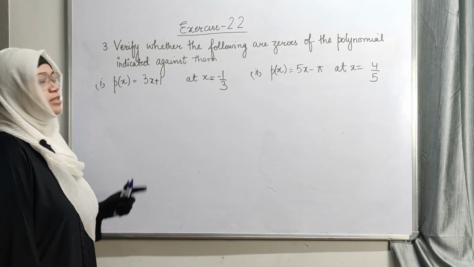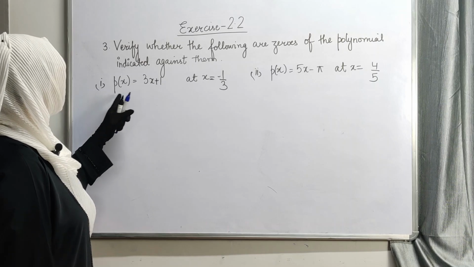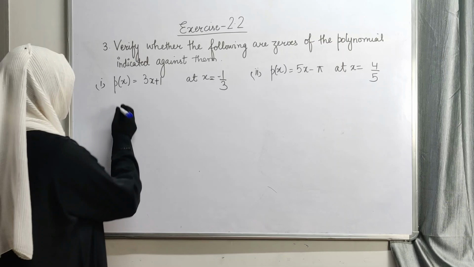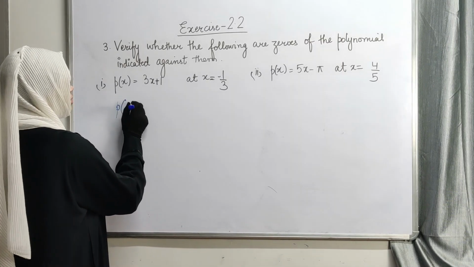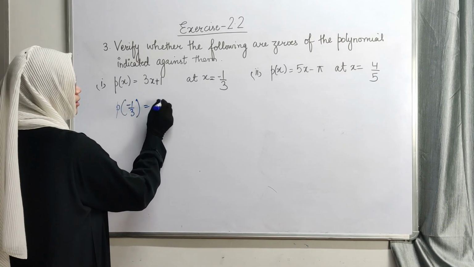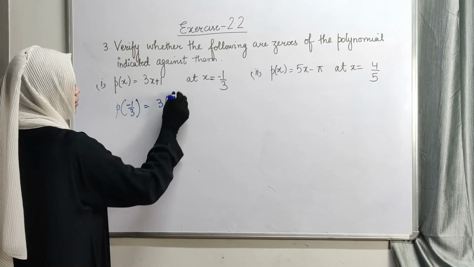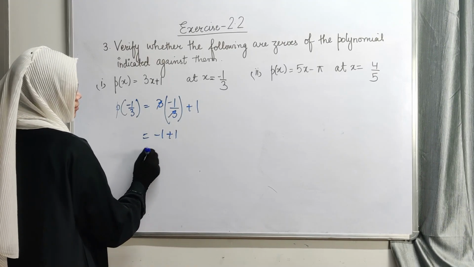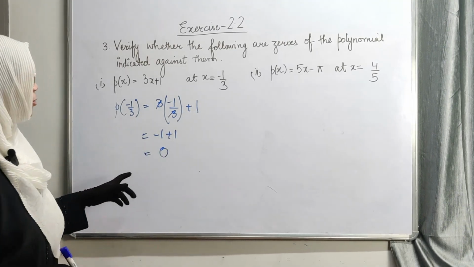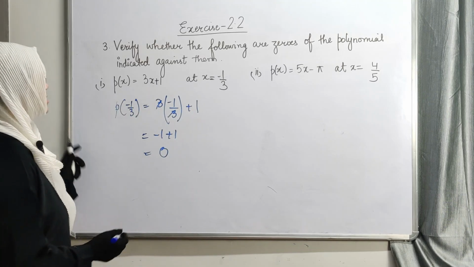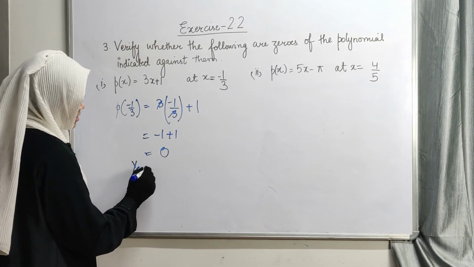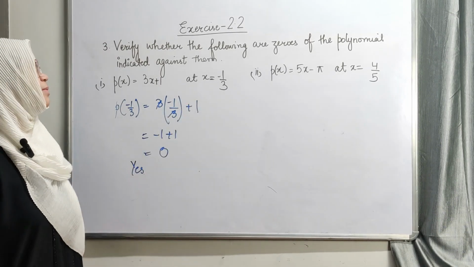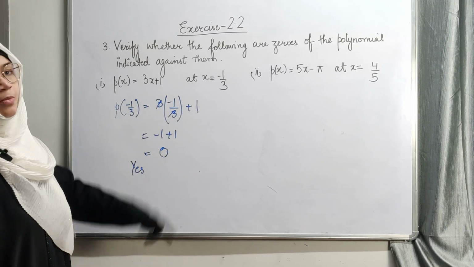So let's find out. Let's start question number 1. Here p(x) equals 3x plus 1 at x equals minus 1 by 3. Let's put minus 1 by 3 in the polynomial. Here the value of the polynomial will become 0. It means yes, x equals minus 1 by 3 is a zero of this polynomial.